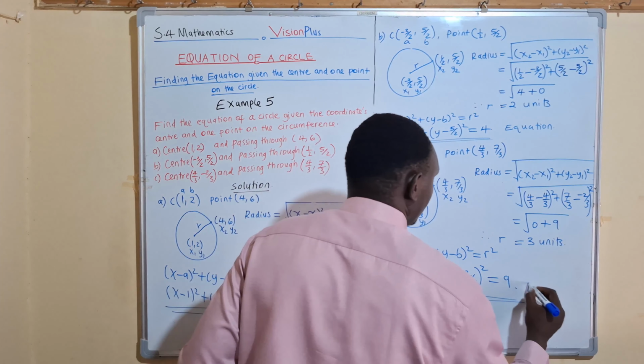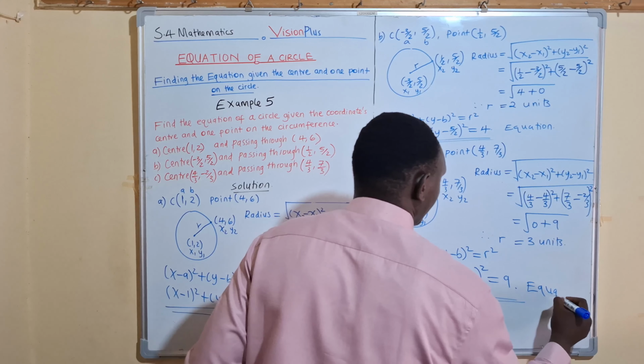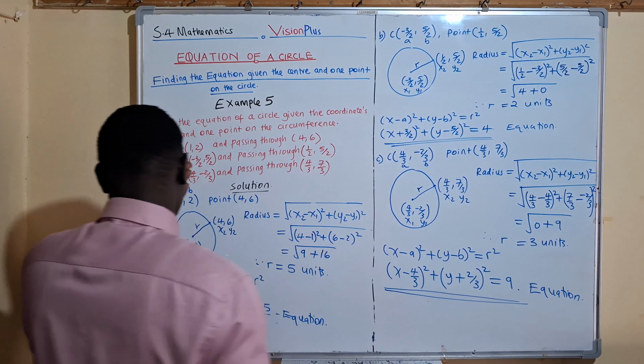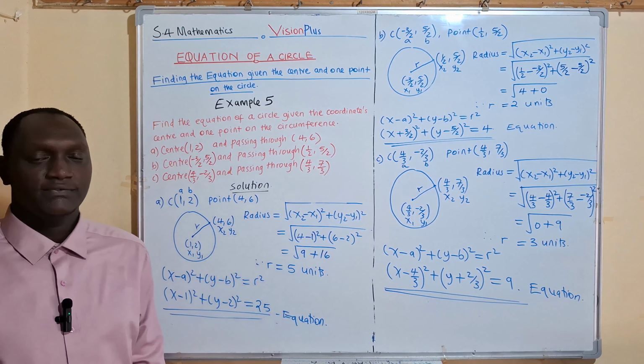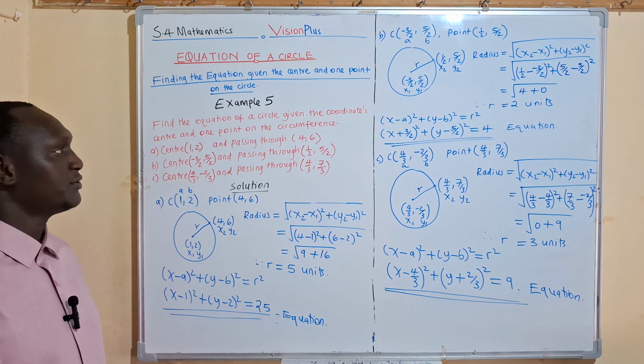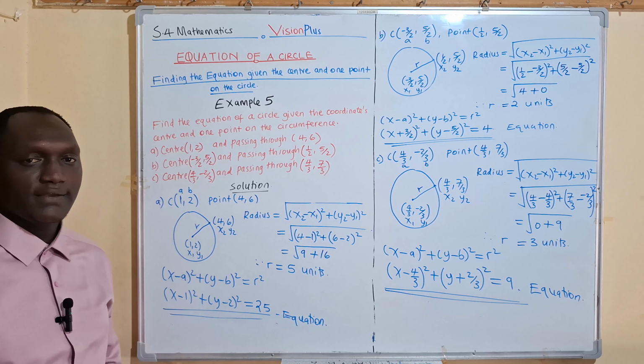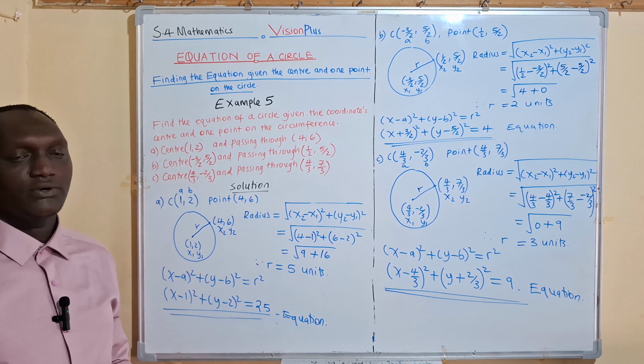So this is the equation that we are looking for in part C, and this is the overall solution to example 5, and we have come to the end of this subtopic of finding the equation when we are given the center and a point on the circumference.